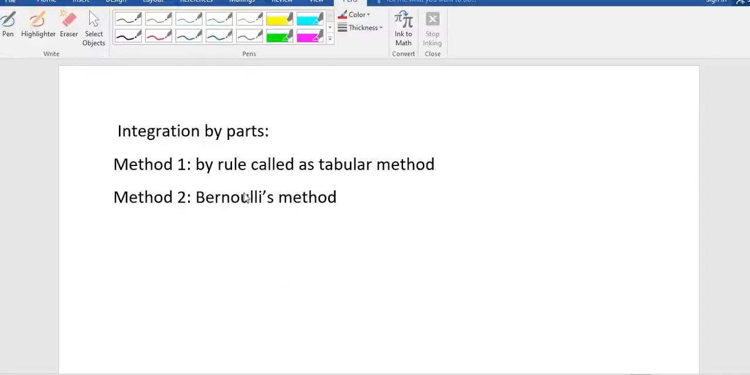Yes, my dear friends, now I am going to explain integration by parts. There are two methods for integration by parts. The first method is called the tabular method, and the second method is called Bernoulli's method. I will try to solve each question using both ways.